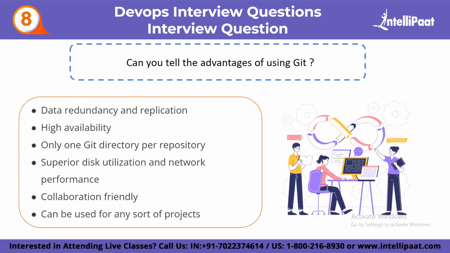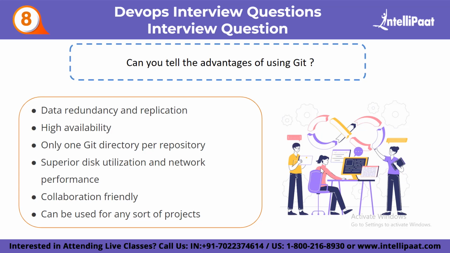Now let's move forward and discuss the next question. Can you tell me what the advantages of using Git are? If the interviewer asks you this question, you can answer that the major advantages of using Git are data redundancy and replication. Then we have high availability. Then we can discuss only one Git directory per repository. Moving ahead, you can say there is superior disk utilization and network performance. It is collaboration friendly, and finally, it can be used for any sort of project. I hope it's clear to you what the advantages of using Git are.